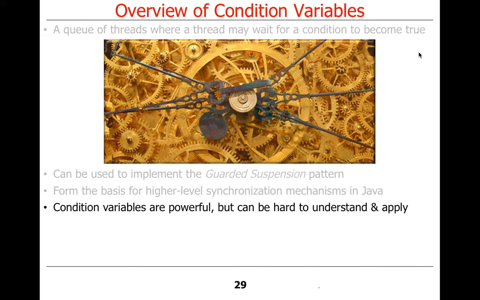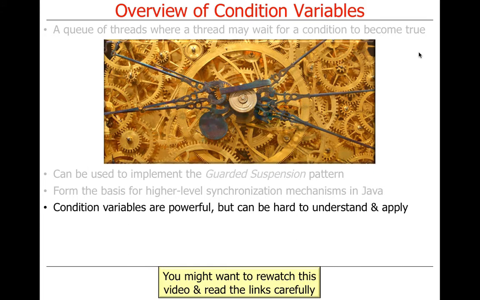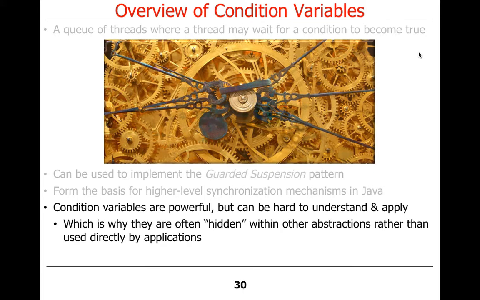Plus, there's this murky issue of the condition that you're waiting on. How do you do that? So as a consequence, they're usually hidden within other abstractions. So you very rarely access them directly. You don't usually use condition objects or condition variables in your application code. It's almost always hidden beneath a monitor object interface or a producer-consumer interface and so on.